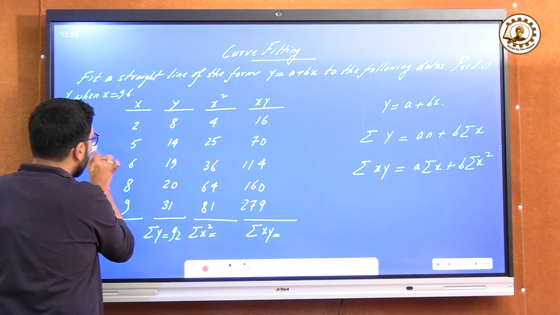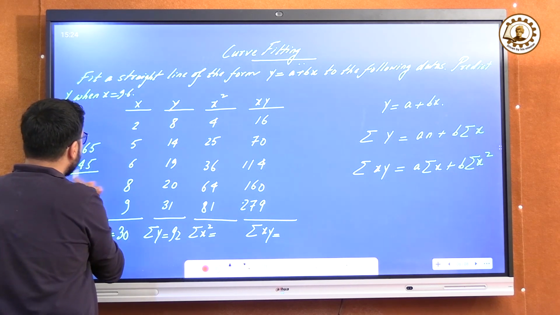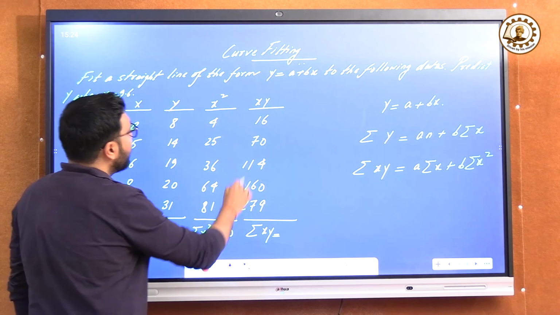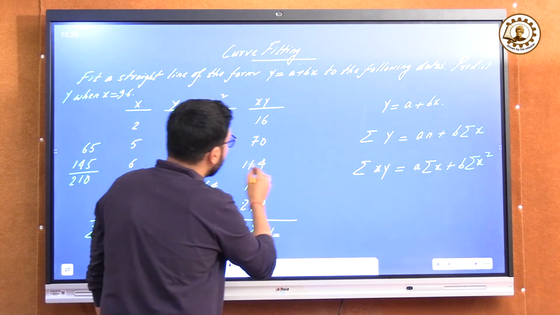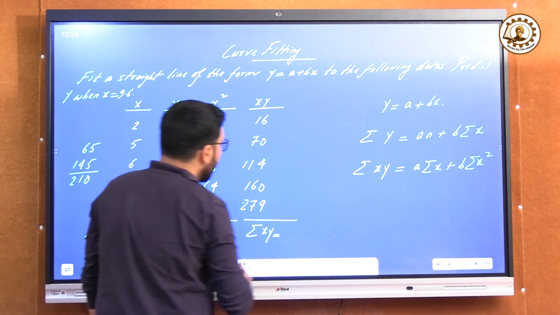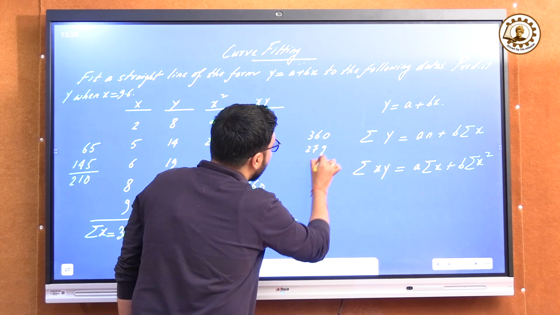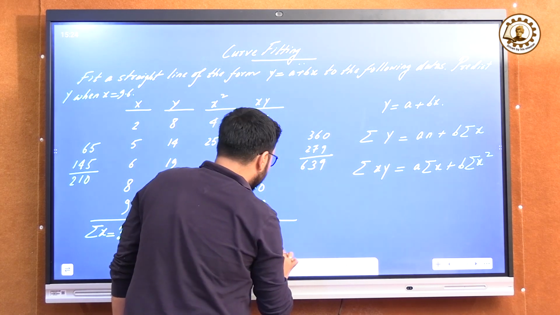65 plus 145, here it is coming as 210. So this value is 210, and finally this one. This is 86. 86 plus 14 is 100, plus 260 is 360. 360 plus 279. The sum is 639.